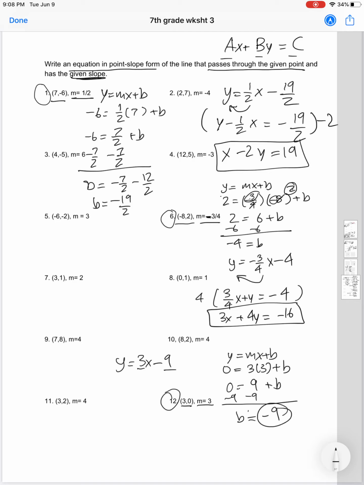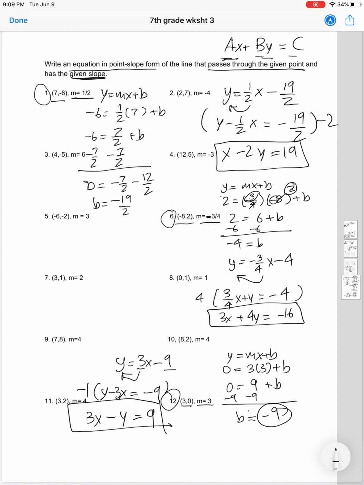Now, because this is in point-slope form, bring the x over. Y minus 3x is equal to negative 9. And if you just want to keep the order as x first and then y, you can always just multiply by negative 1. That makes negative 1 times y is negative y. Negative 1 times negative 3x is positive 3x, equals negative 1 times negative 9 is 9. 3x minus y equals 9.